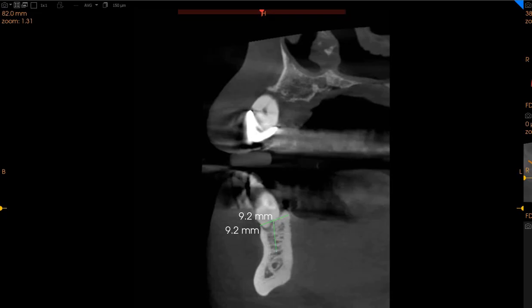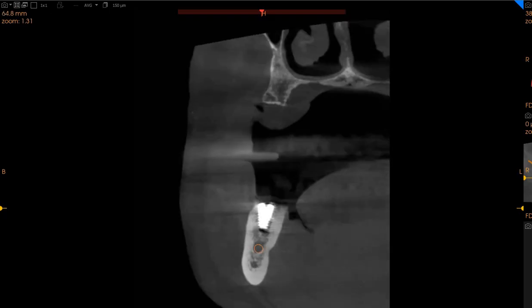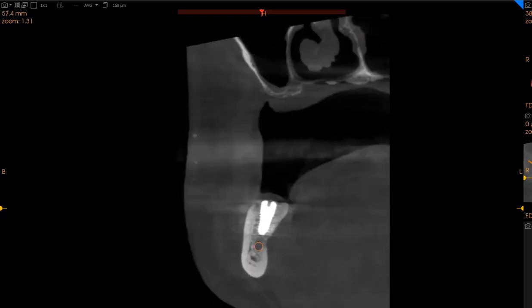This is how the implants, which are embedded in the premolar region, the molar region, and then the molar region here, are very well supported by bone.